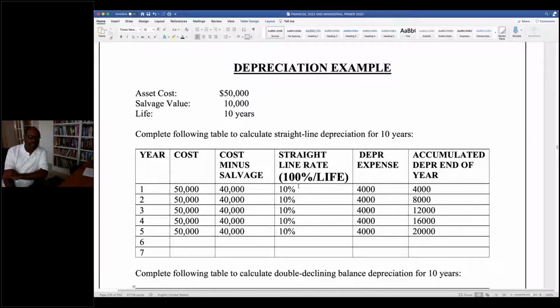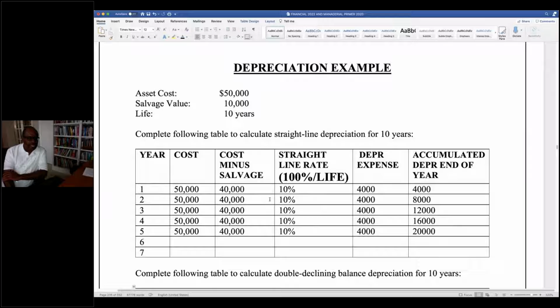So in straight line depreciation, we always get a rate. Then we just multiply that rate times this, and we get 4,000. We could have divided 10 into 40 and gotten it, but we do it this way. We can set it up in a chart and it's calculated automatically, and the accumulated depreciation is 4,000.